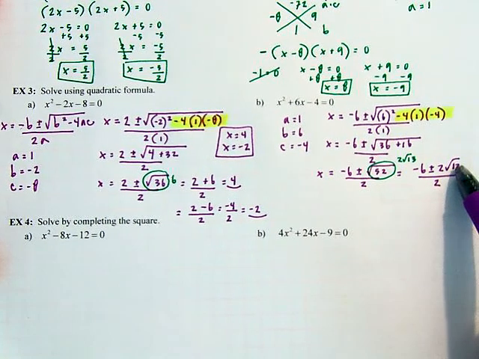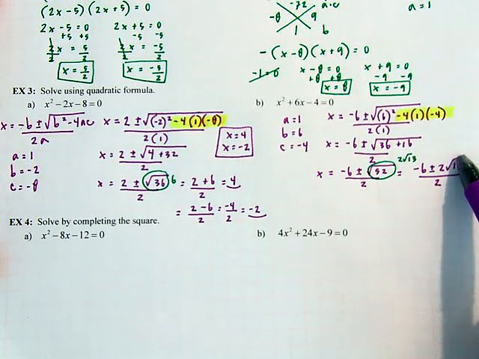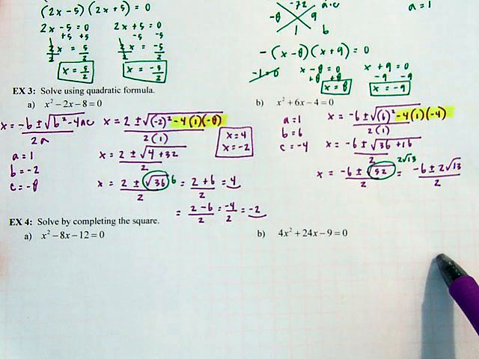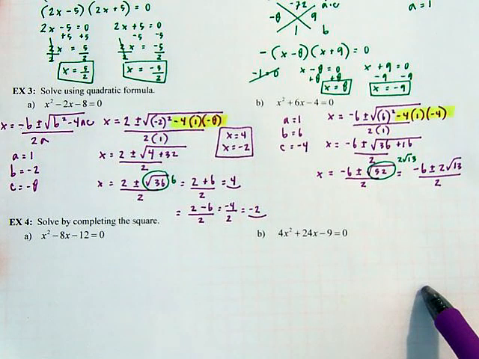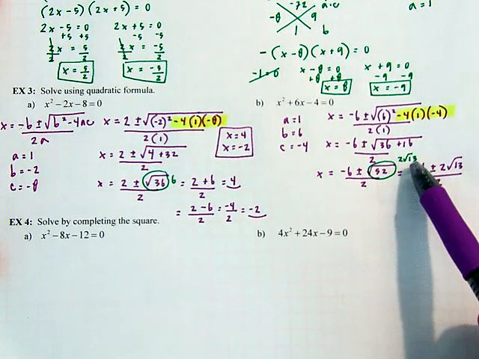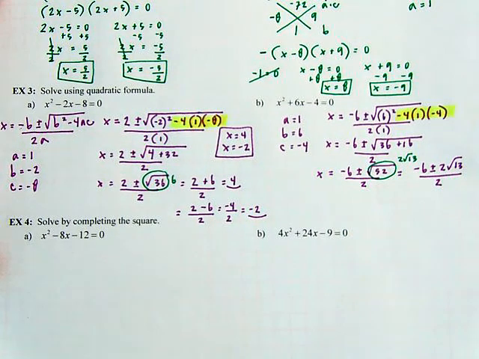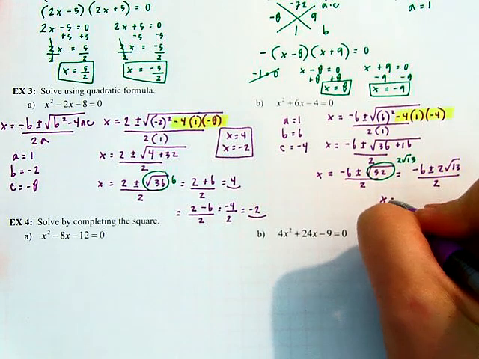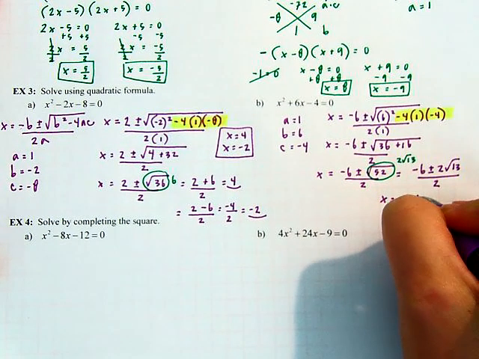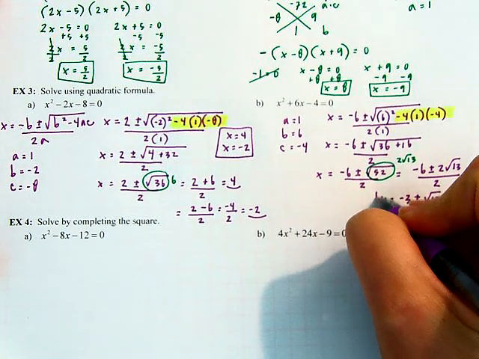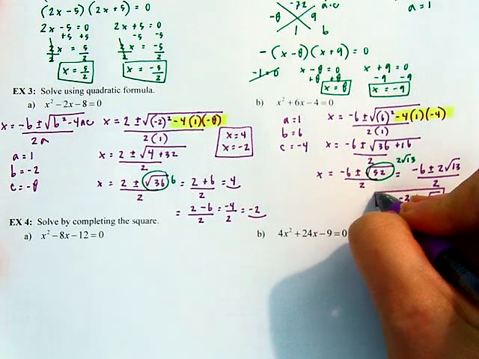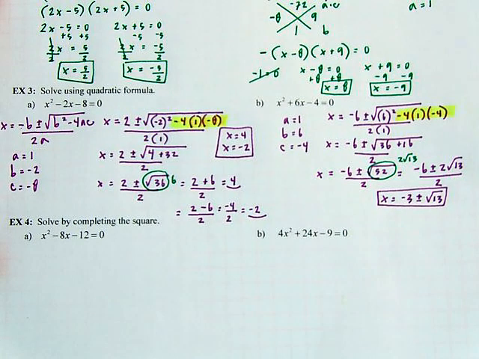So the way that I can reduce, I'm kind of picturing this little triangle, I can reduce if I can see that all 3 of these terms are divisible by the same thing, and they're all divisible by 2. So if I divide each part of this by 2, I end up with negative 3 plus or minus the square root of 13. It would be over 1, and I don't have to write that. Anything over 1 is just itself. So x equals negative 3 plus or minus the square root of 13.